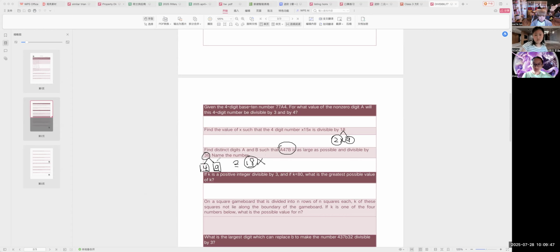Maybe 4 and 9? Yes, let's see. Do we know the divisibility rule of 4? Yes. Do we know the divisibility rule of 9? Yes, right? And do 4 and 9 share a common factor? No, that means 4 times 9. It is a very good choice, okay?